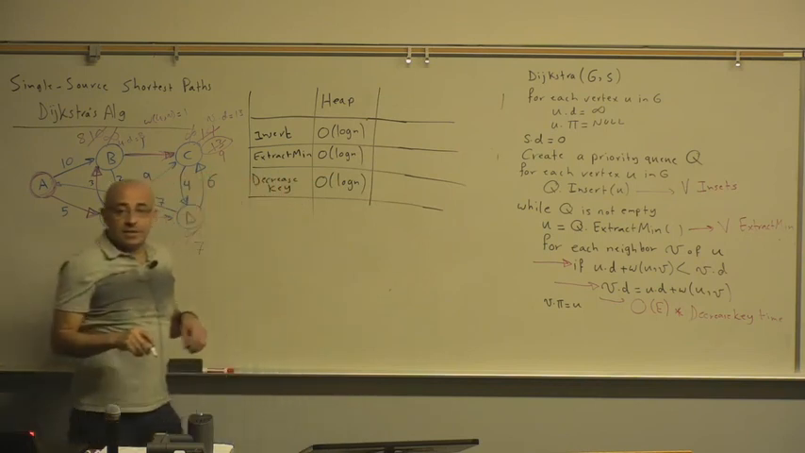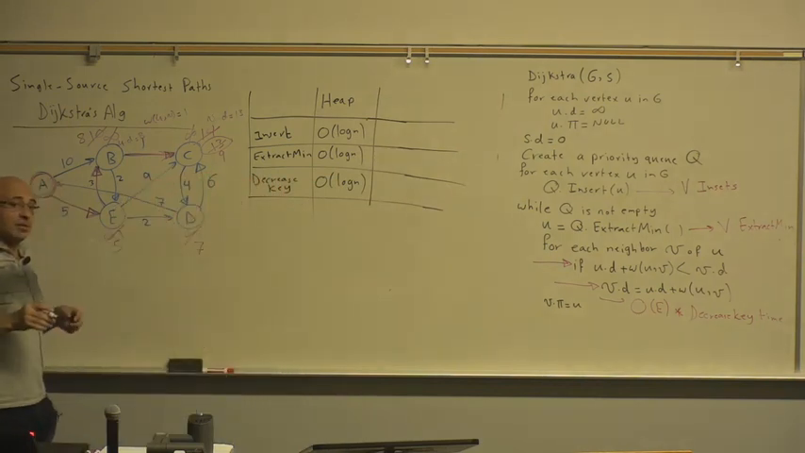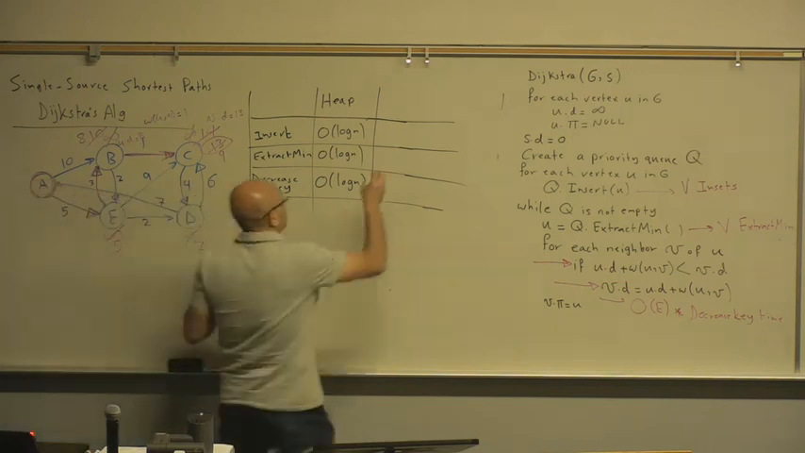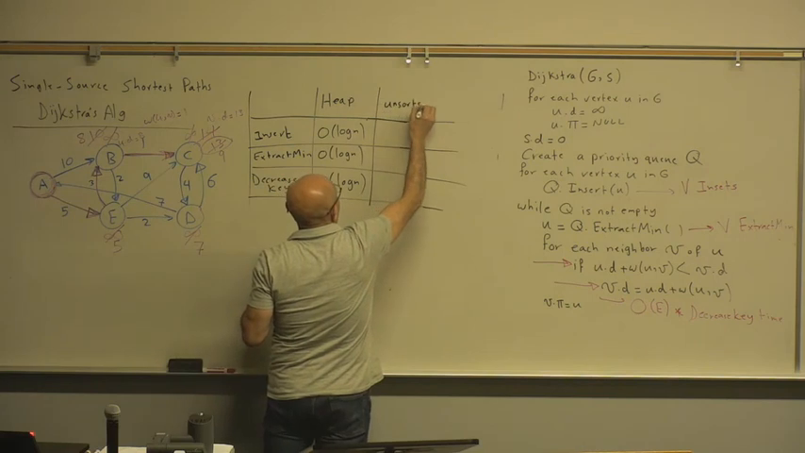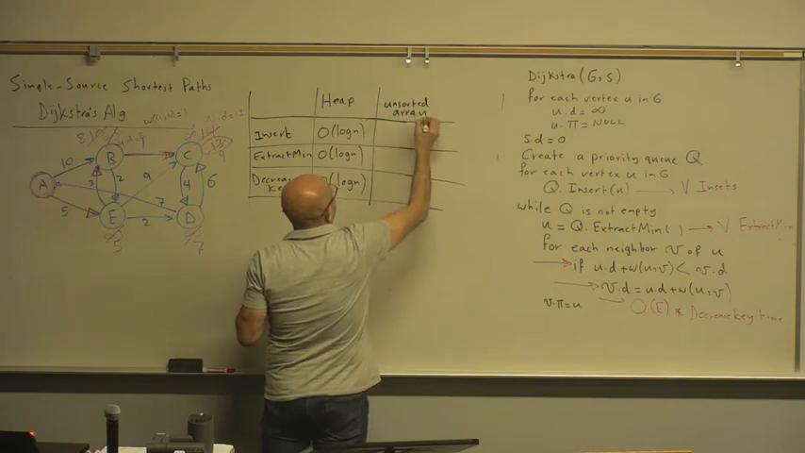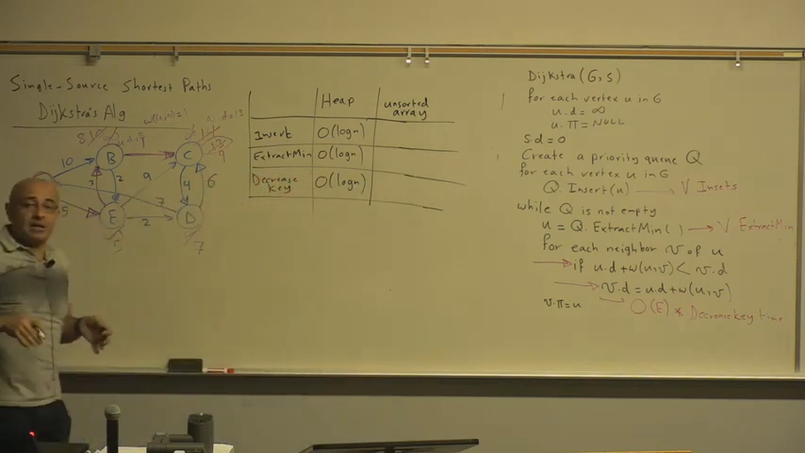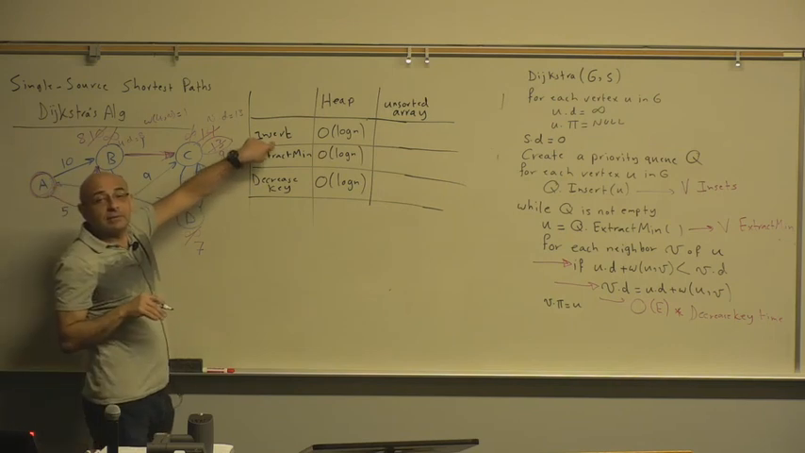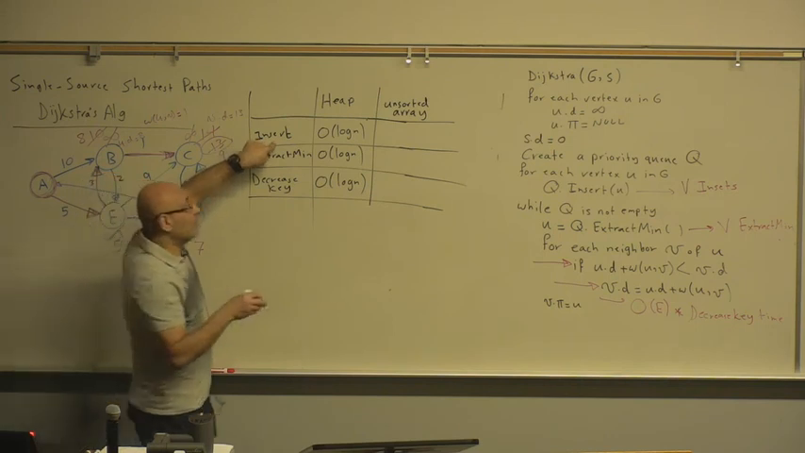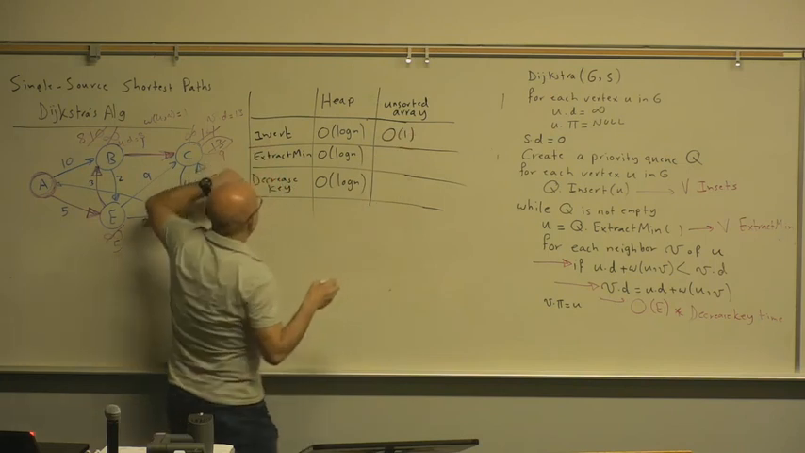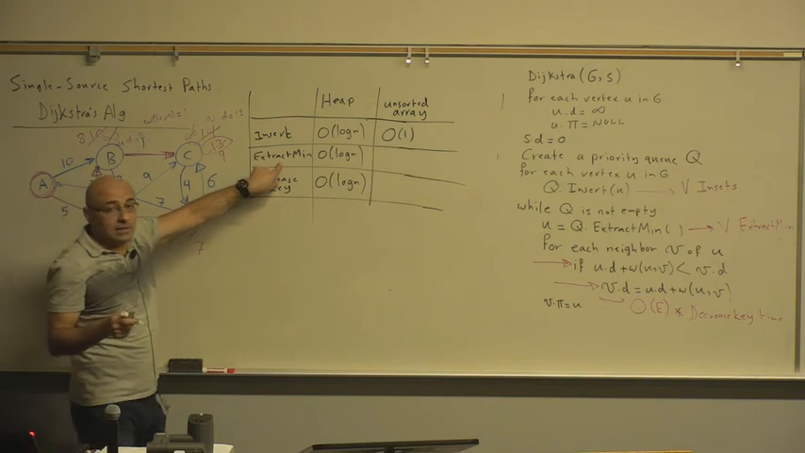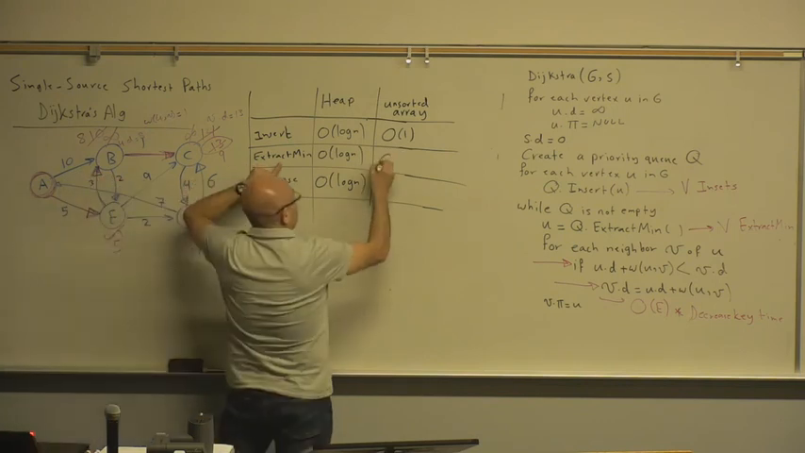One simple but useful implementation of a priority queue that can be useful in some cases, as we will see, is the unsorted array. Now, if we implement the priority queue as simply an unsorted array, how much time will it take to insert an element? It's an unsorted array, so you can put it anywhere. So it's O of 1. But how much time will it take to extract the minimum if it's unsorted? Not log n. It's an unsorted array, so it's going to be O of n.